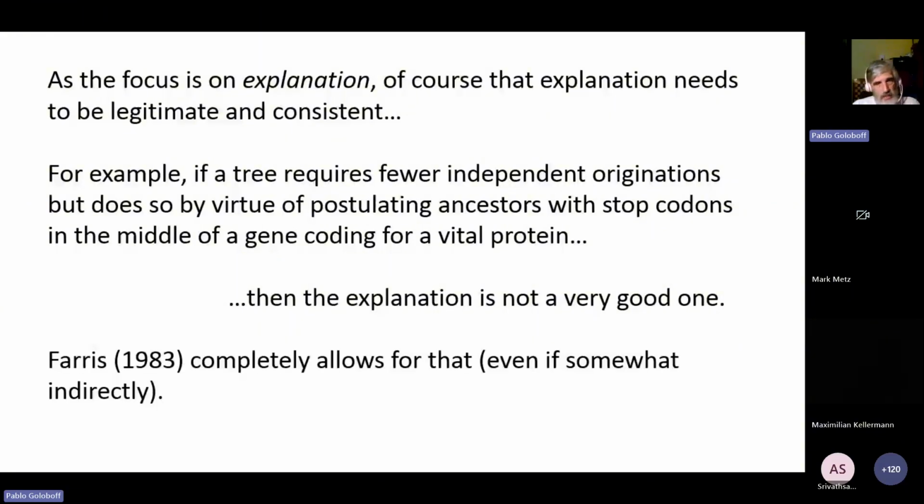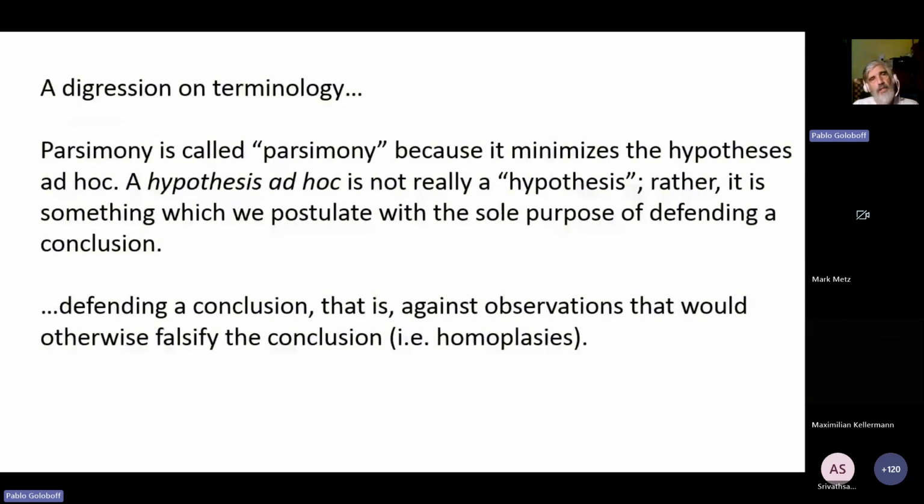And Farris completely allows for that, even if somewhat indirectly in his paper, but he discusses things that are clearly connected to this idea. Now, a small digression on terminology. Parsimony, in Farris's view, is called parsimony because it minimizes the hypothesis ad hoc. A hypothesis ad hoc is not really a scientific hypothesis. I don't know why they call it that way.